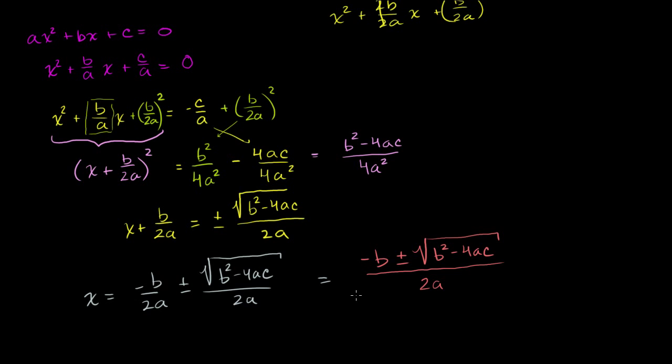And we are done. By completing the square with just general coefficients in front of our a, b, and c, we were able to derive the quadratic formula. Just like that. Hopefully you found that as entertaining as I did.